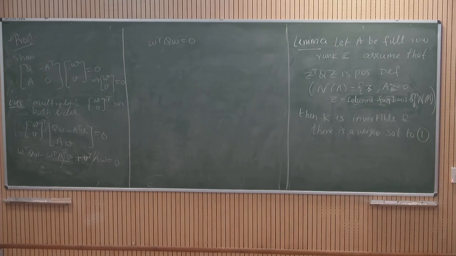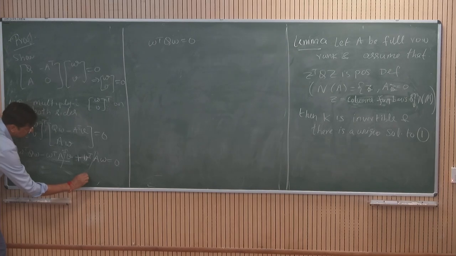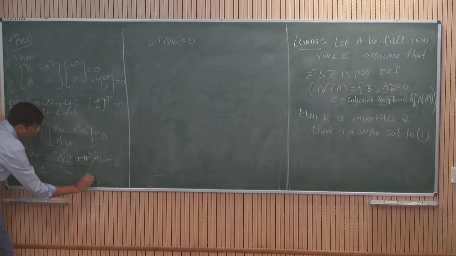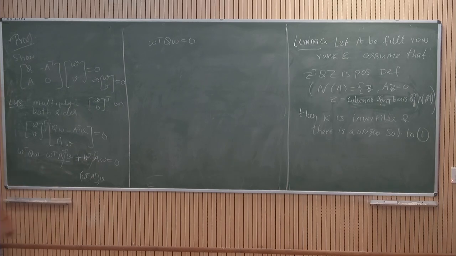Now what do we know about W? This is nothing but A transpose B and B transpose A. This could be written as W. They are transposes of each other. This is W transpose A transpose V. So they are the same, so they will cancel out. They're scalars. Scalars.